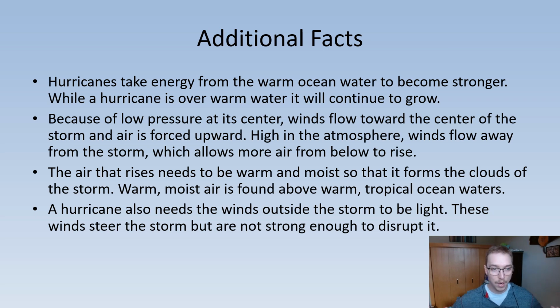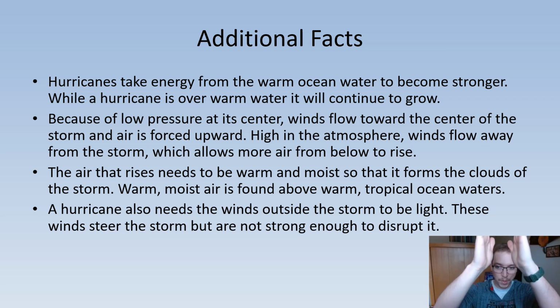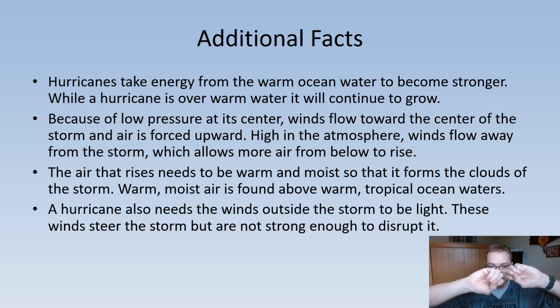So you kind of create this vacuous center. Air is rushing in, piling up, forcing itself upward, diverging aloft. That divergence is like a suctioning of air up. The air that rises needs to be warm and moist so that it forms the clouds of the storm. Warm, moist air is found above warm tropical ocean waters. And a hurricane also needs the wind outside the storm to be light. These winds steer the storm, but are not strong enough to disrupt it.